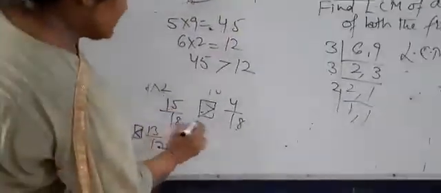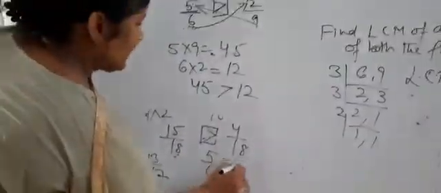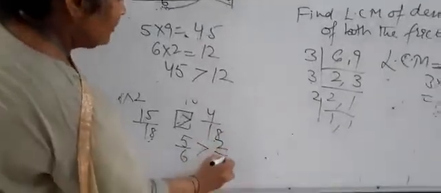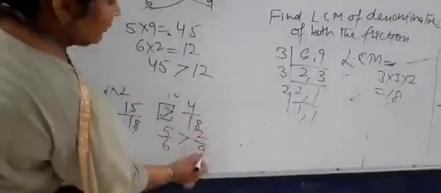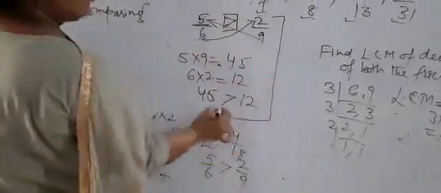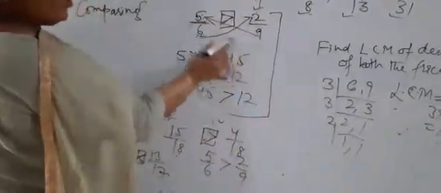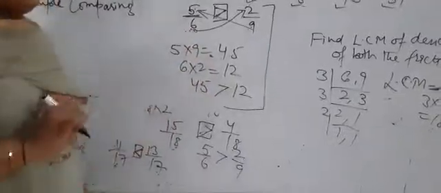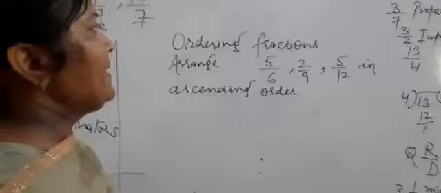Here what was actually this fraction? 5 upon 6 greater than 2 upon 9. Actually 4 upon 18 was 2 upon 9. This is a very easy method to compare two fractions by cross multiplying. And one other method, when you are given some question related to arranging the fractions in ascending order. Arrange the fractions in ascending order.